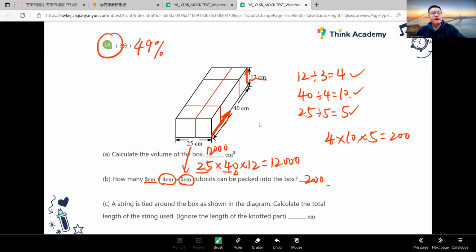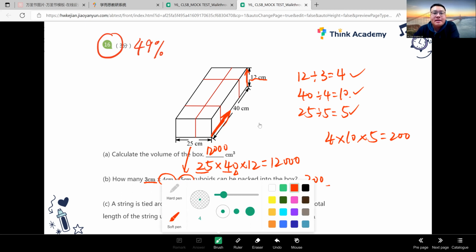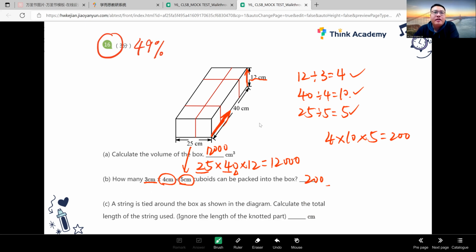Last one. You get a string which is tied around the box as shown in the diagram. Calculate the total length of the string used. Ignore the length of the knotted part. Okay, so you see, the red lines will be the strings, and we need to get the total length of the string. My way is that I'm going to treat the length, the width, and the height respectively.